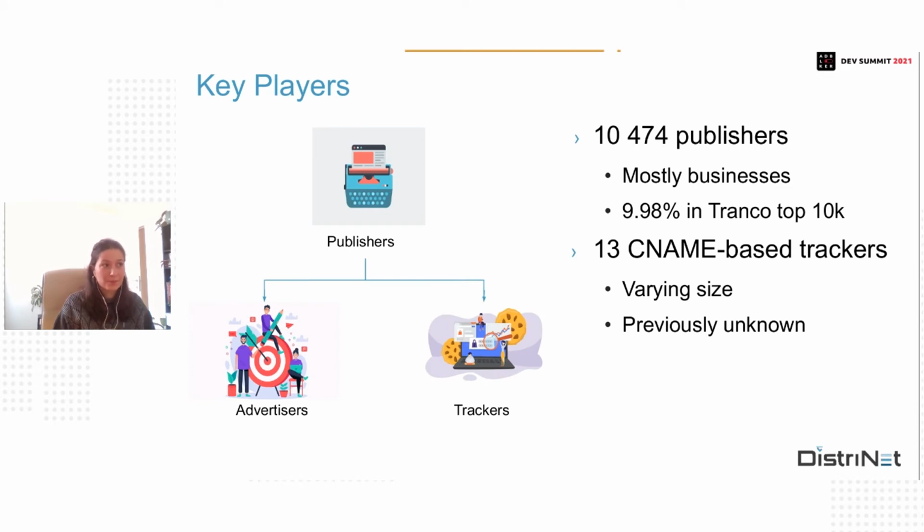So to sum up, in our study, we found more than 10,000 publisher websites using CNAME-based tracking, 10% of which were present in the Tranco top 10,000 most visited websites at the time. We constructed a list of 13 CNAME-based trackers in varying sizes, some of which were previously unknown to tracker blocking tools.